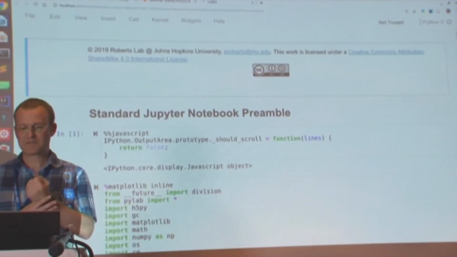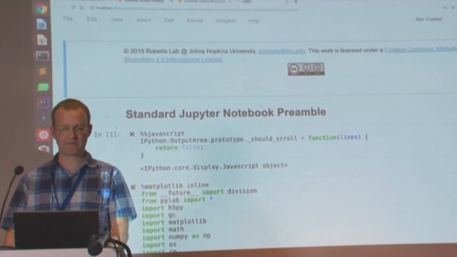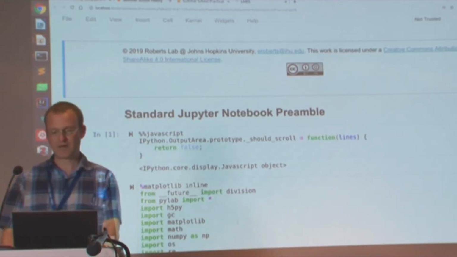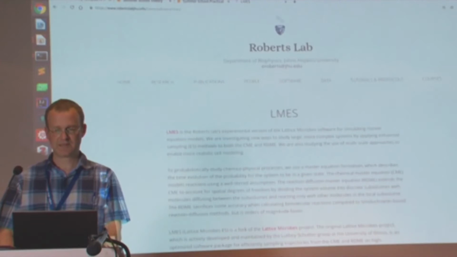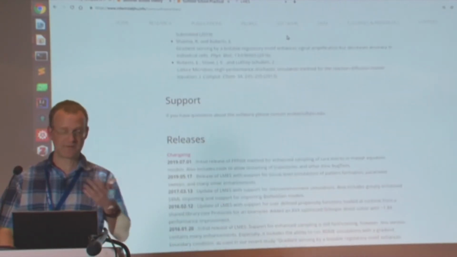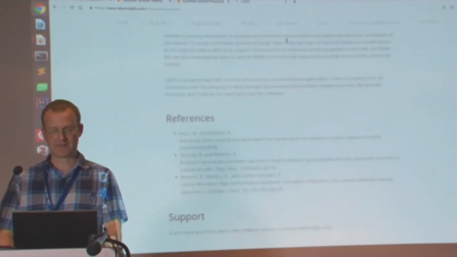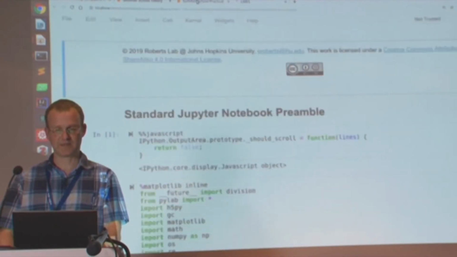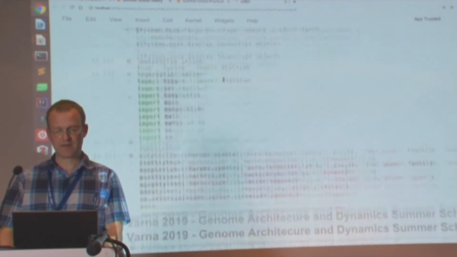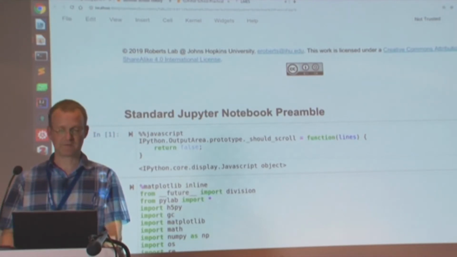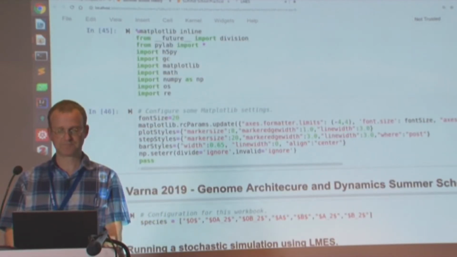Okay. So the next section we're going to talk about is the software that we have for doing these stochastic sorts of simulations. Like I said, we call this software LMES. It does both the chemical master equation and the reaction diffusion master equation. You can go to the website and download it, and it's pretty straightforward to get it up and running. But what I want to show you is using it to calculate some systems that might be relevant for people studying genomic dynamics and architecture.